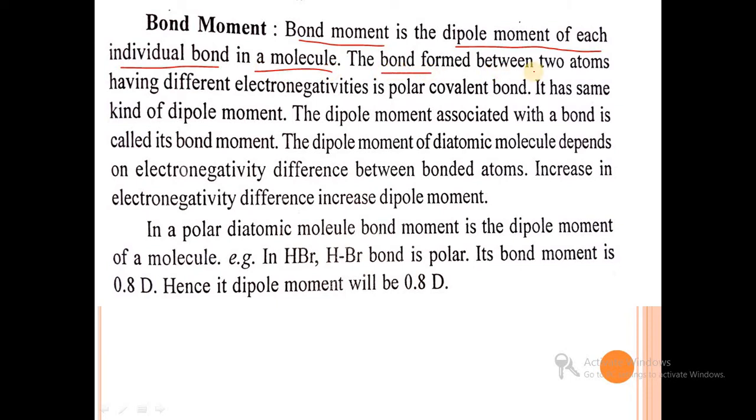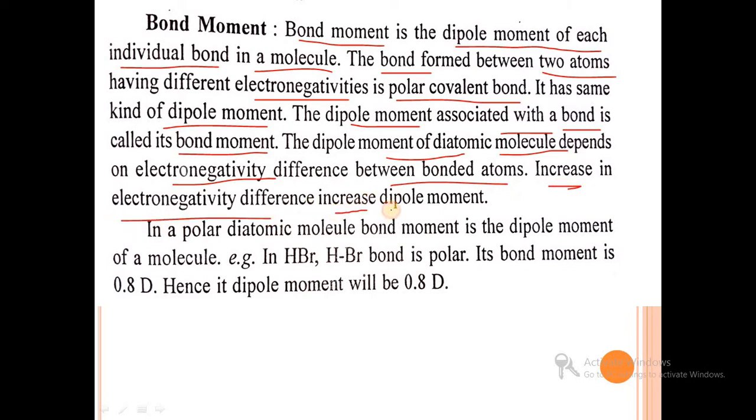So the bond formed between two atoms having different electronegativities is called polar covalent bond. It has some kind of dipole moment. The dipole moment associated with a bond is called its bond moment. So the dipole moment of a diatomic molecule depends on electronegativity difference between bonded atoms. So increase in electronegativity difference increases dipole moment.